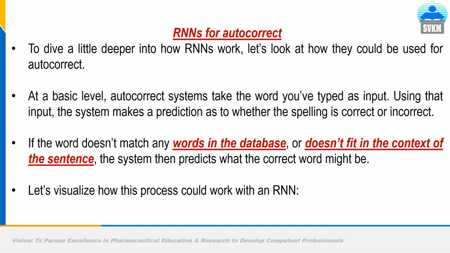RNN for autocorrection. To dive a little deeper into how RNNs work, let us look at how they could be used for autocorrect. At a basic level, autocorrect systems take the word you have typed as input. When we type on our smartphones, it suggests 3-4 options for correction of the typed word. Using that input, the system predicts whether the spelling is correct or incorrect. If the word doesn't match any words in the database or doesn't fit in the context of the sentence, the system then predicts what the correct word might be.